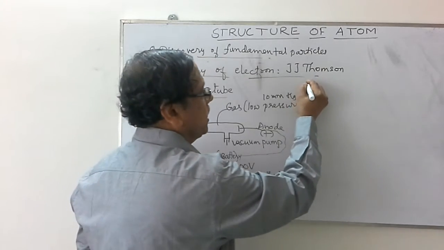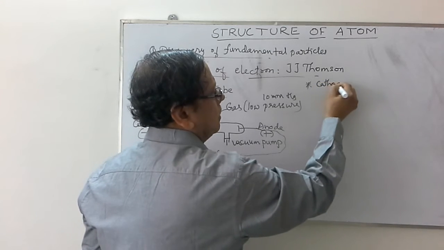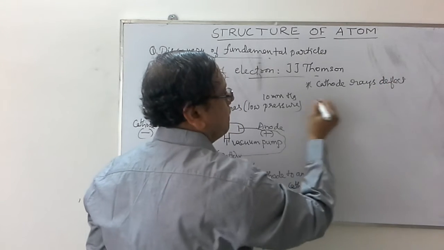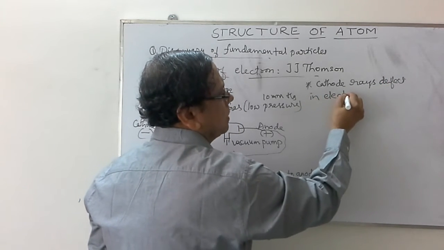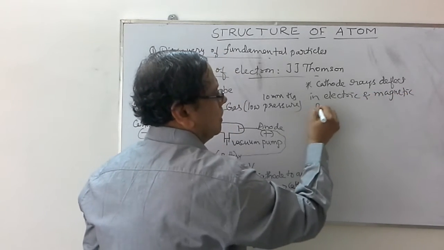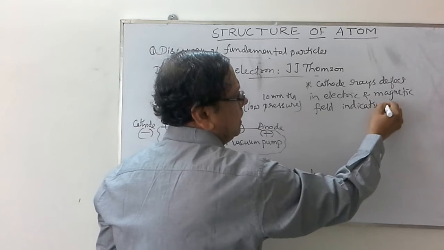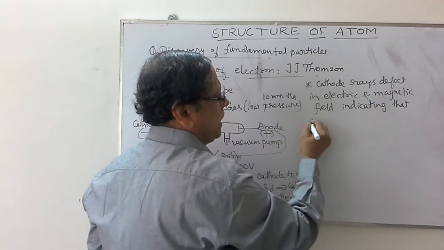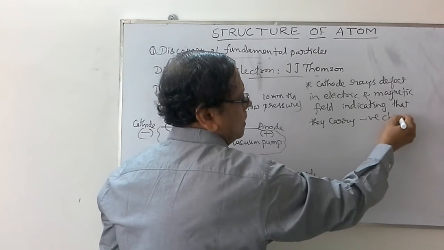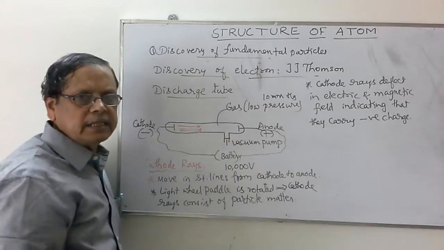Then the next characteristic point is, these cathode rays deflect in electric and magnetic field, indicating that they carry negative charge. So the charge possessed by these cathode rays is negative.